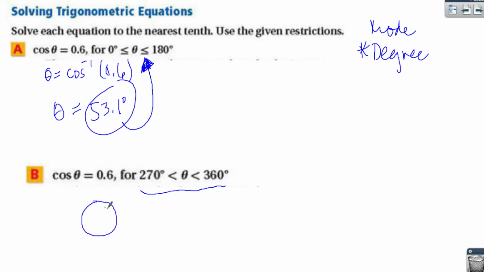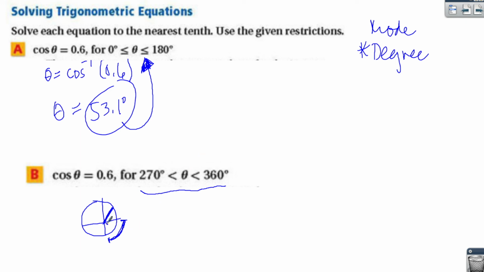So this is your circle. Let's locate 53.1. It's somewhere right here, right? Because now you're focusing on the angles between 270 and 360, that's down here, it's asking you to identify another angle measure that will result in a cosine value of 0.6. Now in this quadrant, what would that measure be? That's what you're trying to identify. So it's basically like imagining a reflection over here, right?